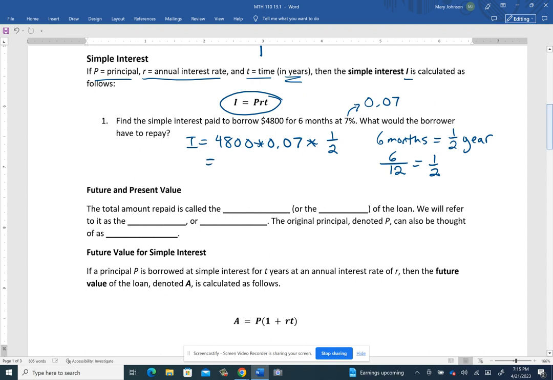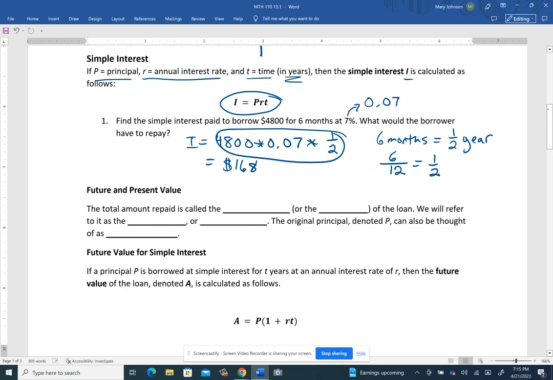All right. And then you just work that out. This is showing your work, showing me what you plugged into the formula. And then you just use your calculator to work it out, and you get $168. So that's the interest that you had to pay to borrow that money. Now, how much would the borrower have to repay?